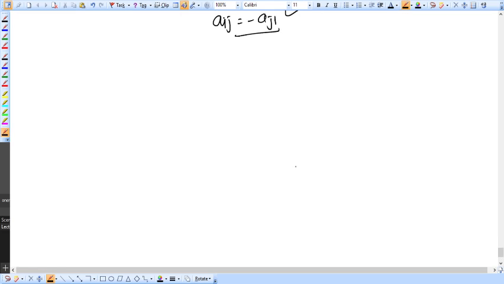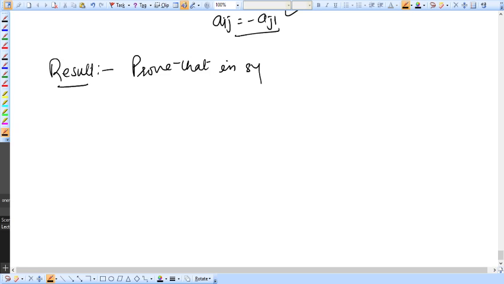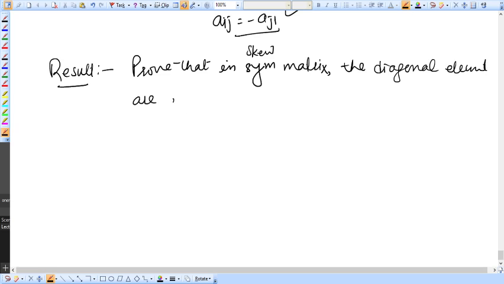Now I would like to tell you why the result holds for a skew symmetric matrix. Prove that in a skew symmetric matrix, the diagonal elements are always 0. Okay. Proof.